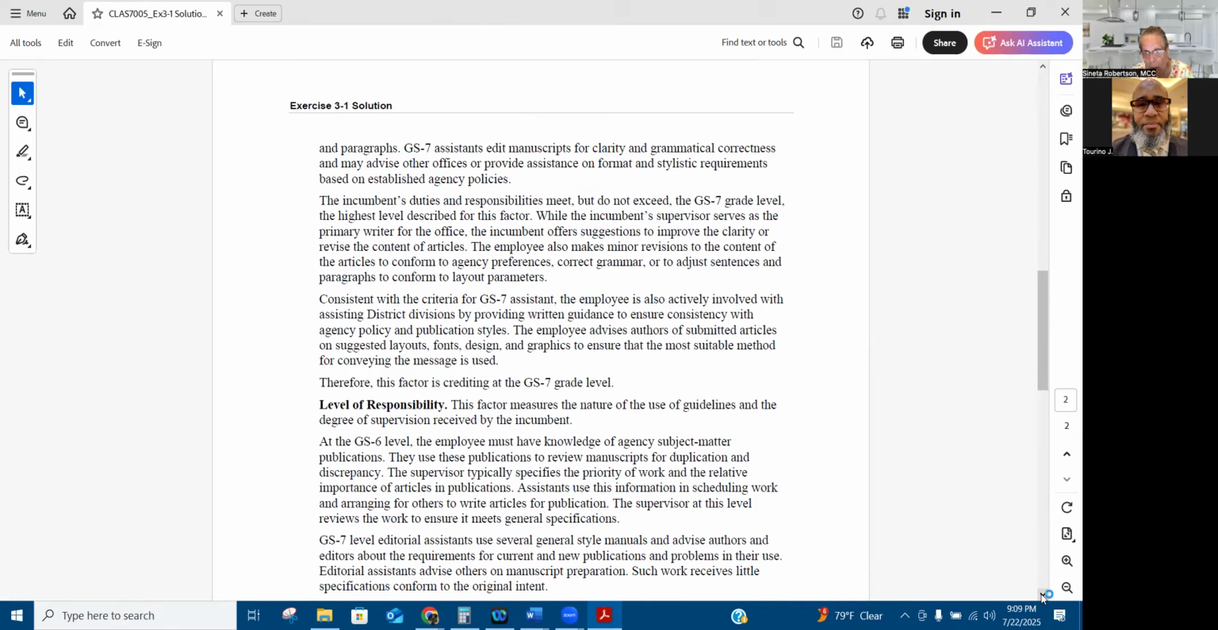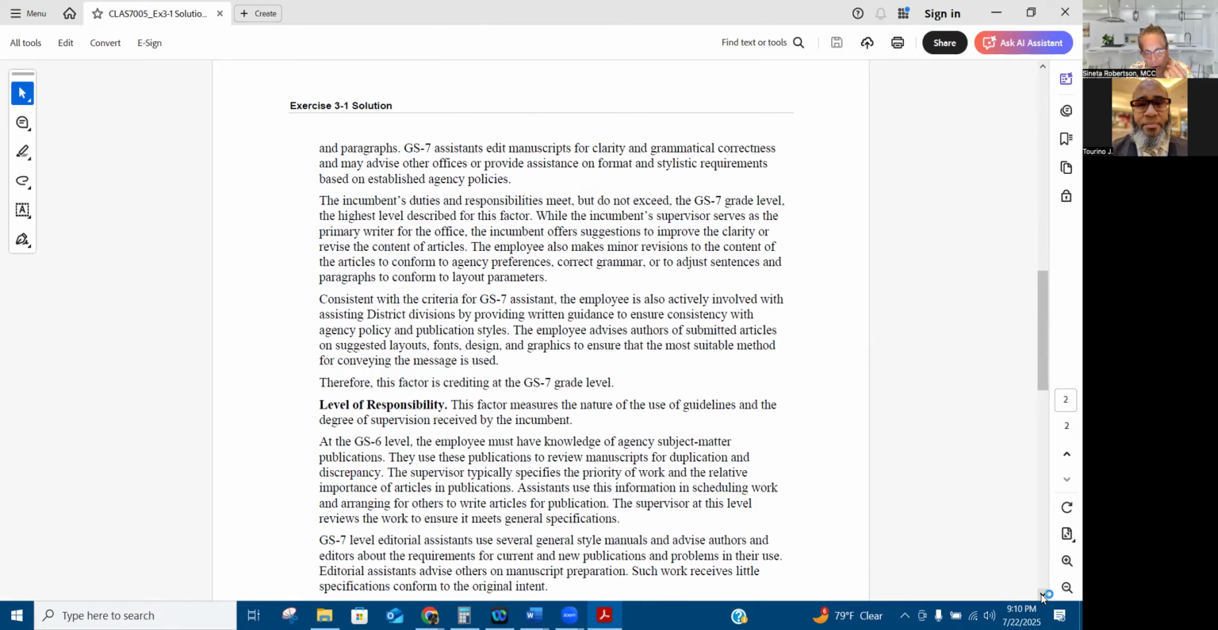And so their duties and responsibilities meet, but do not exceed, what's in the grade 7 level information that they just discussed in the paragraph above. And at the highest levels described for this factor, while the incumbent supervisor serves as the primary writer for the office, the incumbent offers suggestions to improve the clarity, and so on. And so the next paragraph talks about how the standard applied to the PD, how it meets it. And so your analysis is in that 4th paragraph.